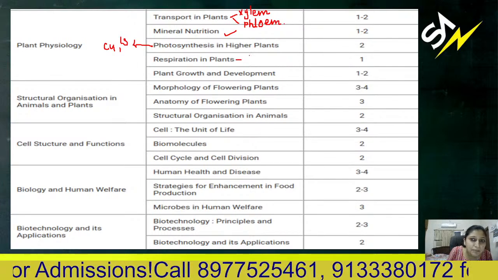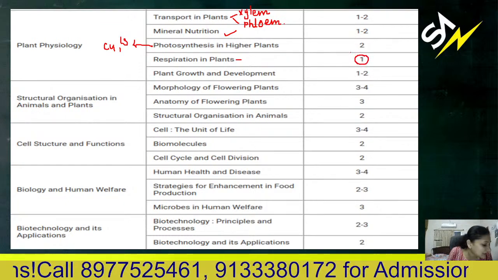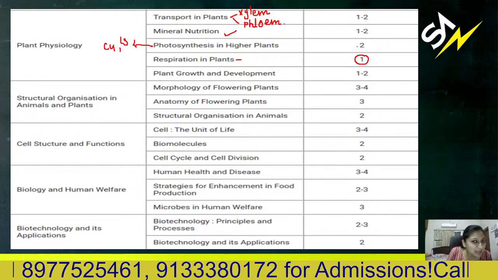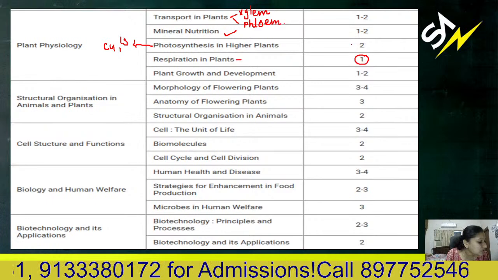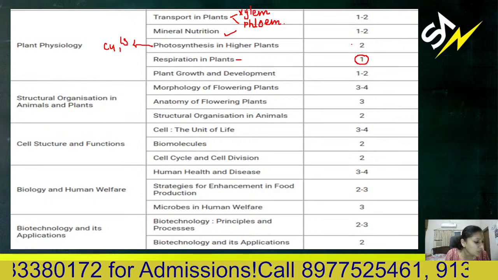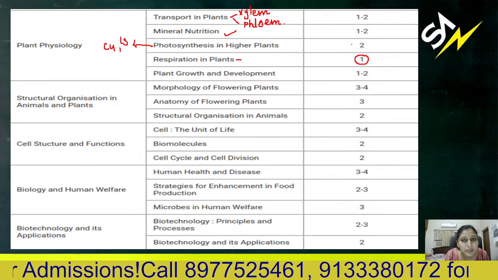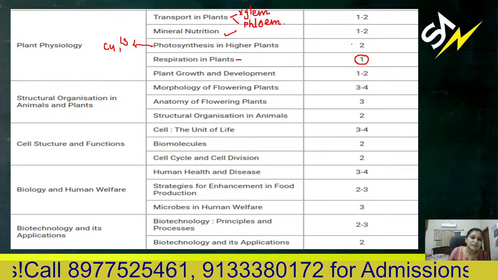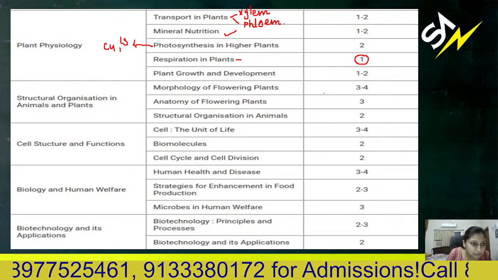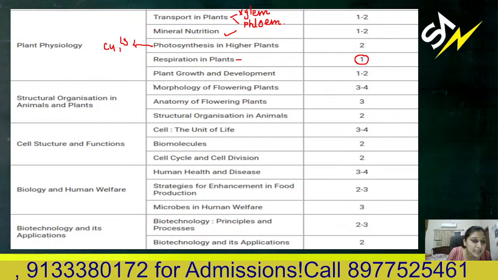ETS, very important chapter, but here you can't find it important, right? But still it is very important. Why should we not focus on even one question? Sometimes it is one, sometimes two questions asked from this chapter. Plant growth and development, 1 to 2 questions again. Then structural organization in animals and plants.